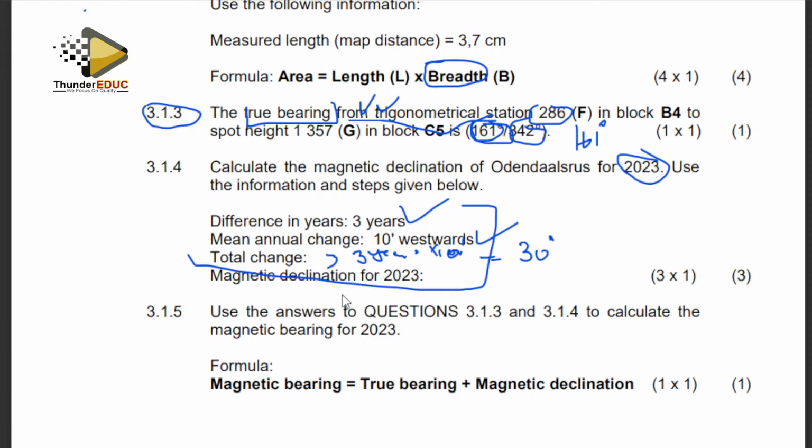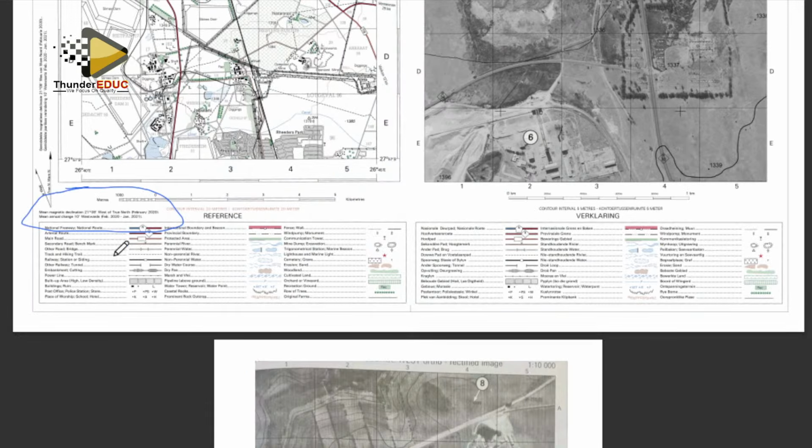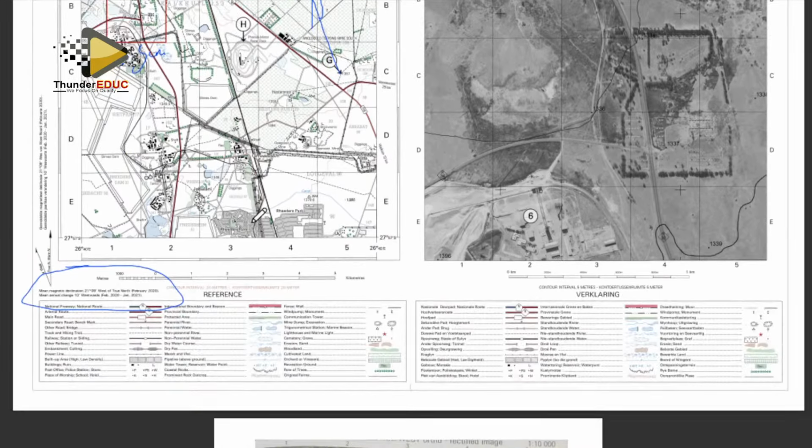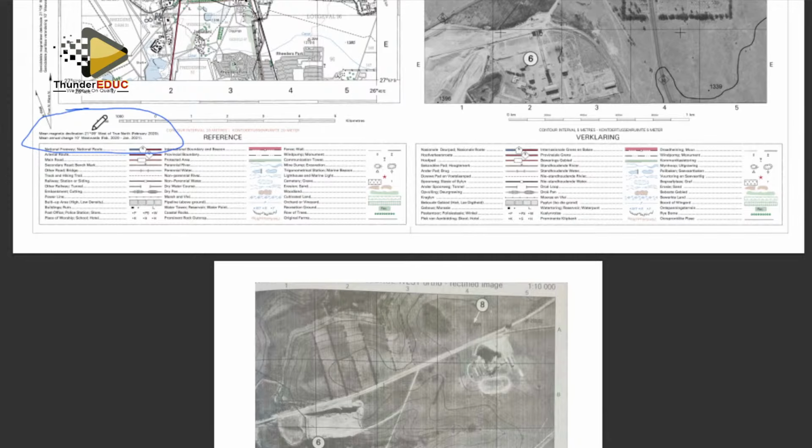All right. So the magnetic declination for 2023. We go to the map and check what the magnetic declination was for the year when this map was extracted. Let us go back to the map. We check here. It is 21 degrees. I don't know if it's clear for you, but I'm trying to read what is here. It is 21 minutes.